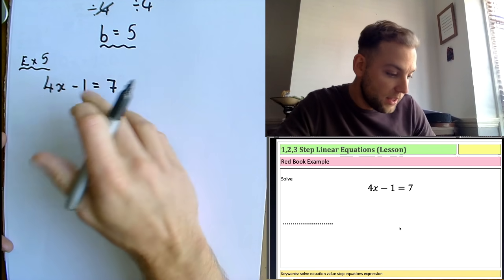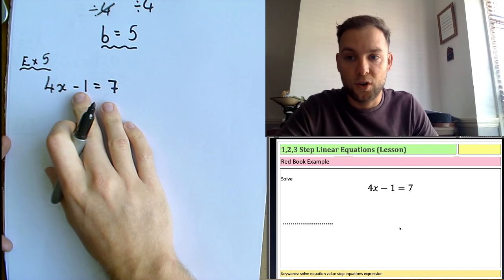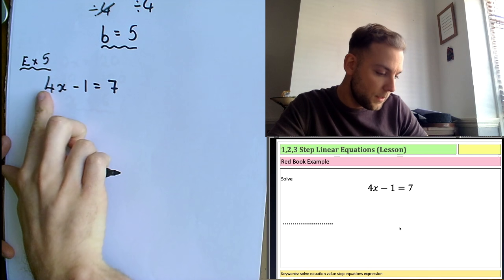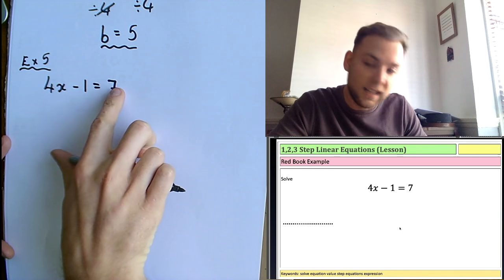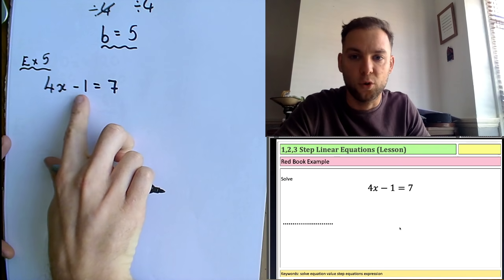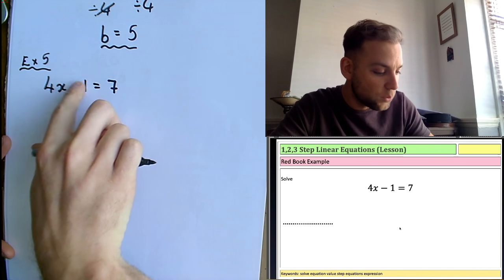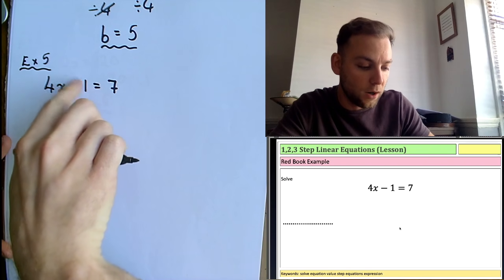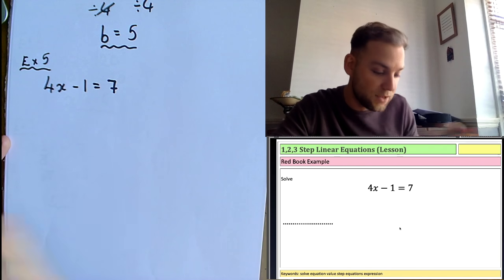So the answer is we get rid of this minus 1 first, and the reason is, if I divide by 4, I'd need to divide all of these things by 4, so I'd have to divide this by 4 as well. Whereas if I add 1, I don't need to add 4 to this, because if I add 1, I can't add 1 to this. It just gets rid of it.